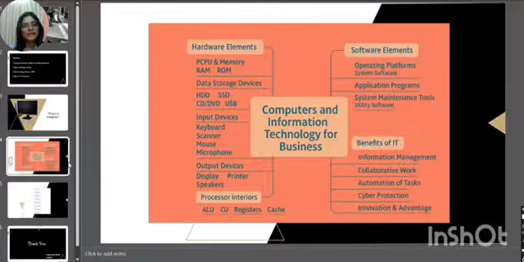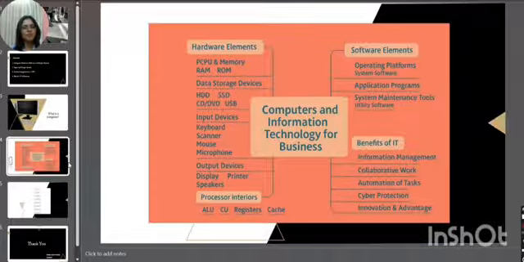Moving on to the right side, we have software elements. Software is a set of instructions that tells the hardware what to do. And we have operating platforms, which are also known as system software. It manages all hardware and software resources, for examples, Windows, Linux, or Mac OS.